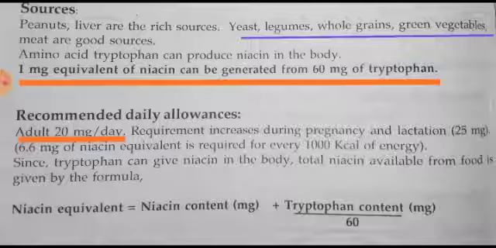So depending upon how much energy your body is generating from the food or metabolic process, according to that the requirement of niacin should be taken. And for 1000 kilocalories, it is shown that 6.6 milligram of niacin is required.